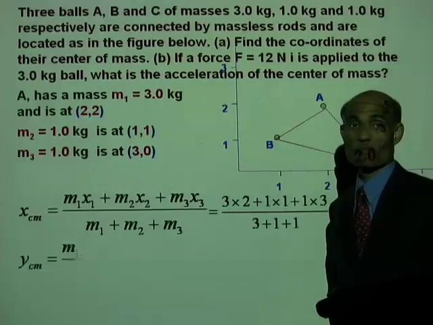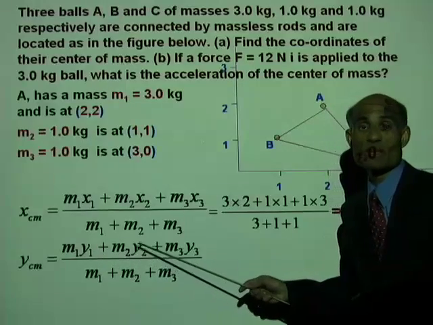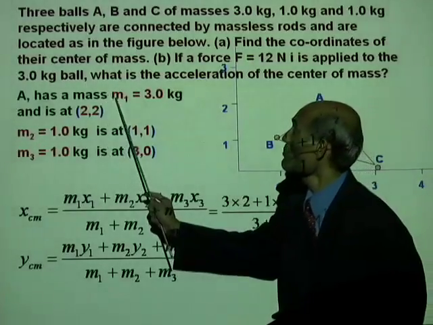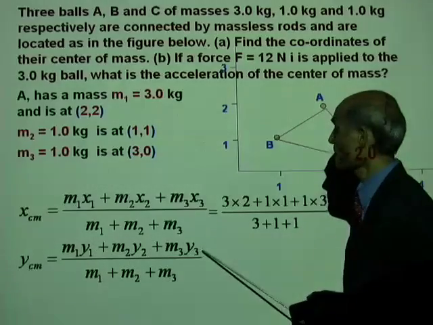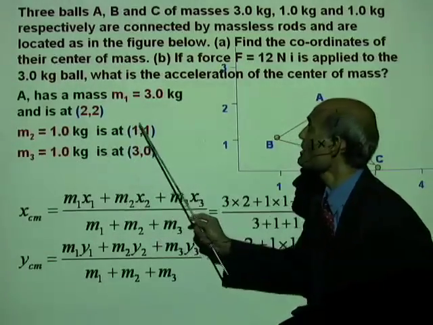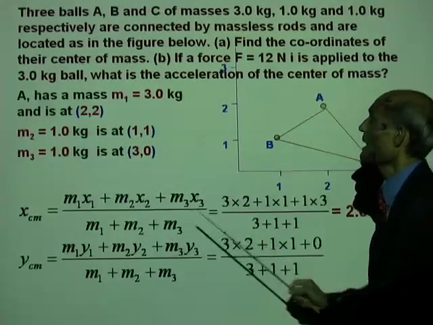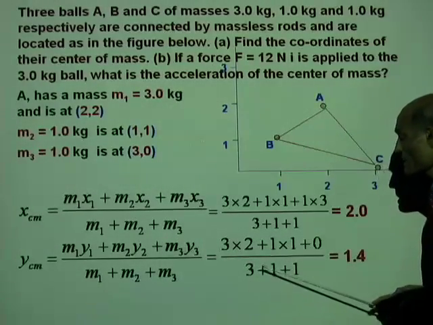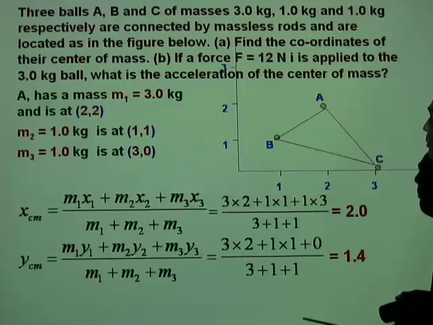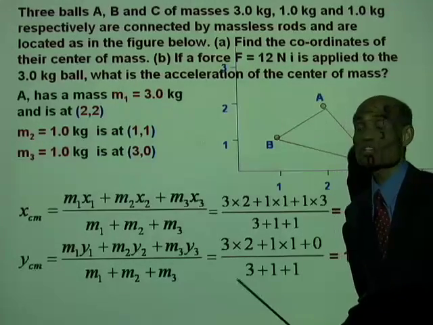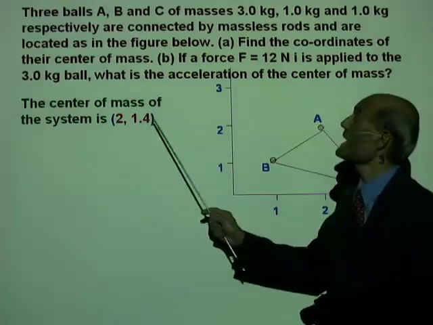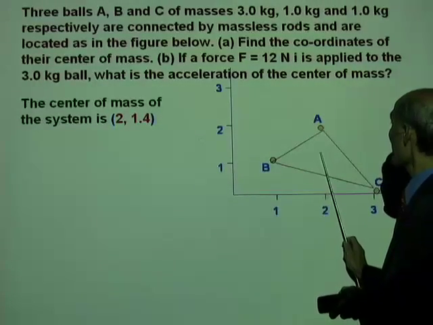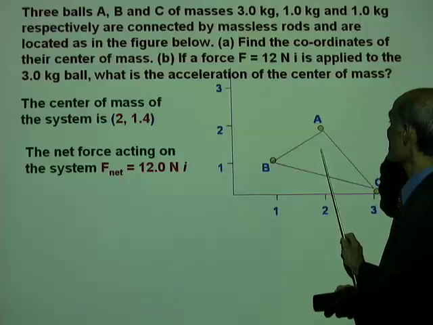How about the y center of mass? Y center of mass is m1 y1 plus m2 y2 plus m3 y3 over m1 plus m2 plus m3. m1 y1 is 3 times 2. There you are. m2 y2 is 1 times 1 plus m3 y3 is 1 times 0, divided by 3 plus 1 plus 1, and that is 1.4. So where is the location of their center of mass? Their center of mass is at x equal to 2, y equal to 1.4. That is somewhere here.